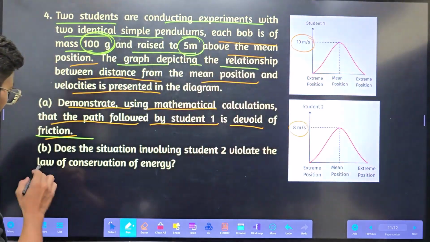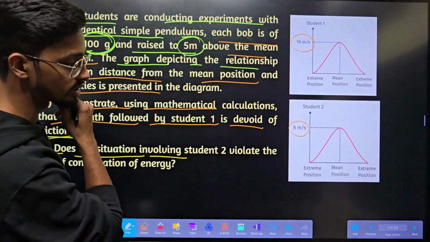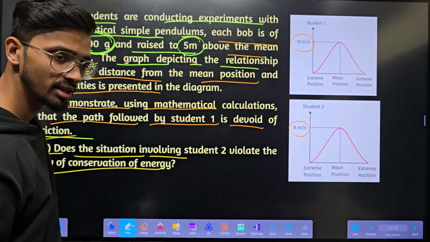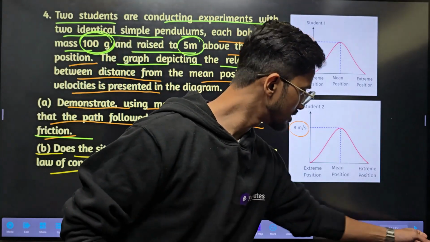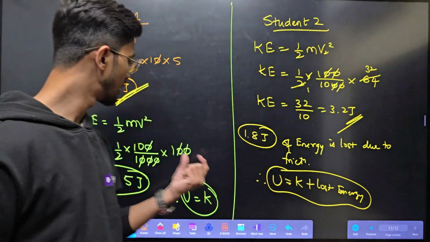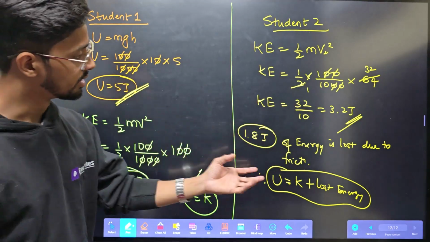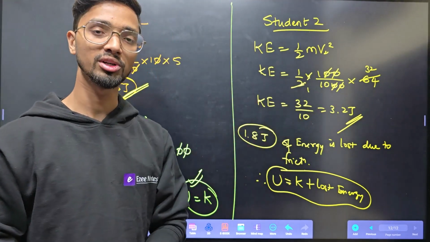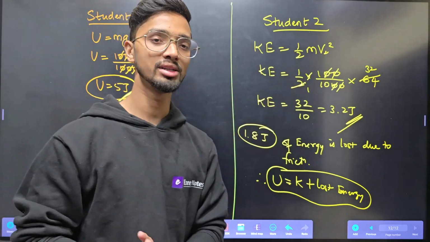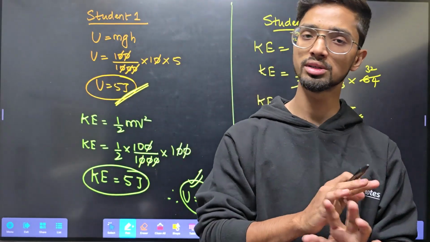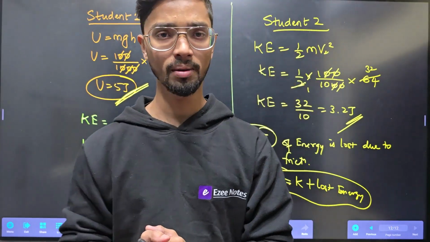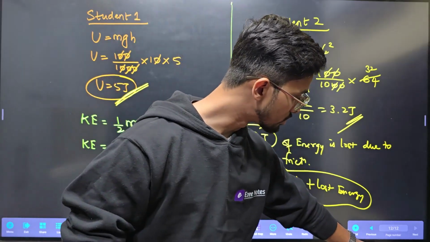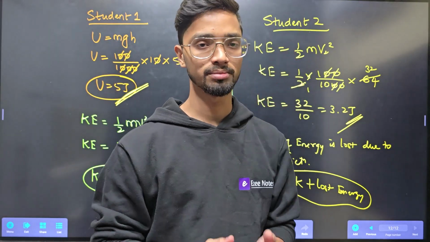So what is the second question they are asking? Does the situation involving student 2 violate the law of conservation of energy? No, it does not violate, because here total energy will be 5. Here also 3.2 plus 1.8 is 5. So energy is neither created nor destroyed. So it is not violated here. Okay, done. So this was the last part of this chapter.